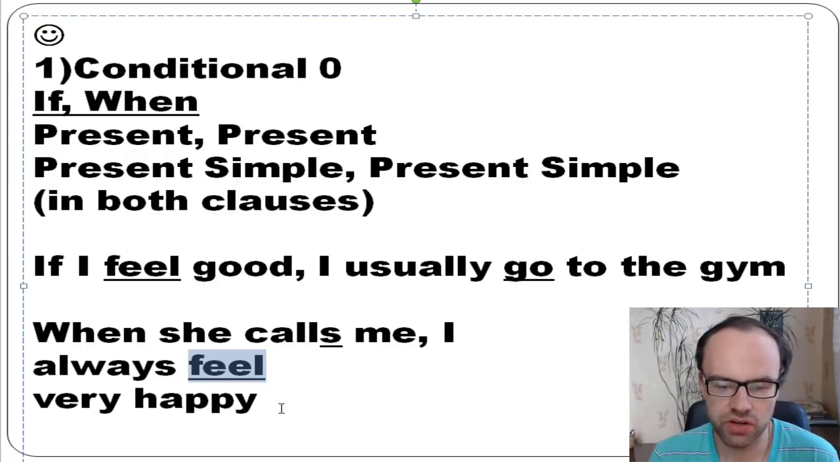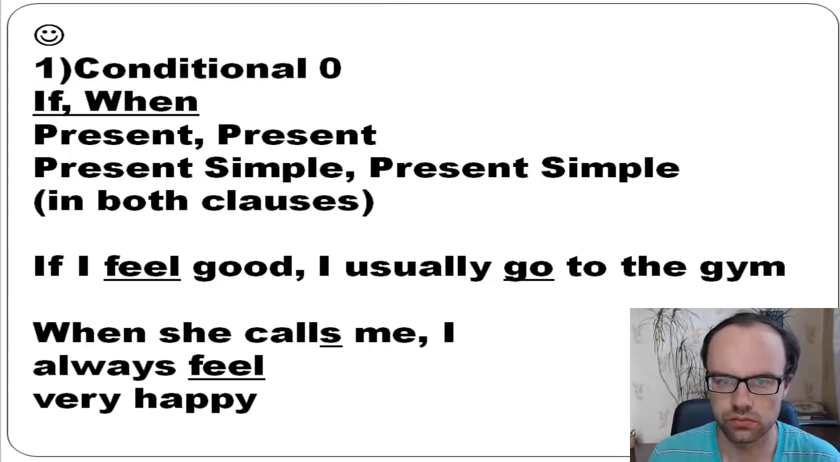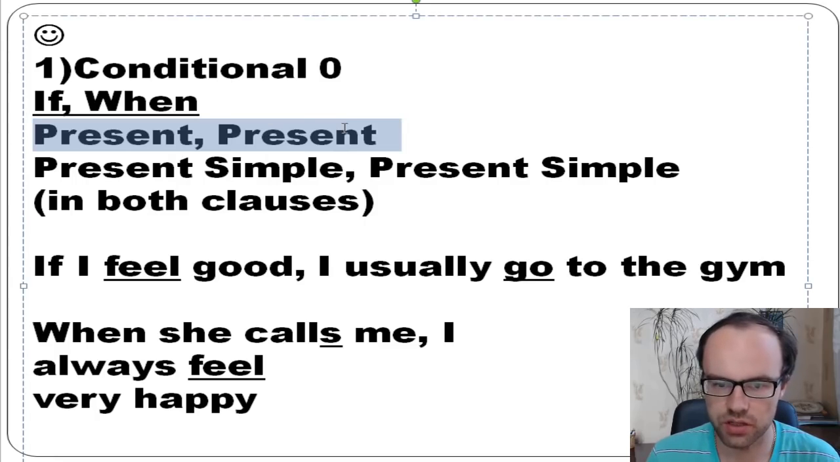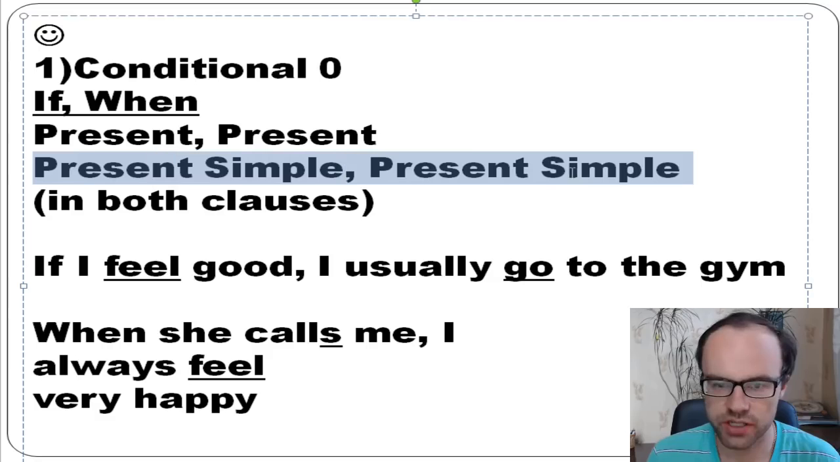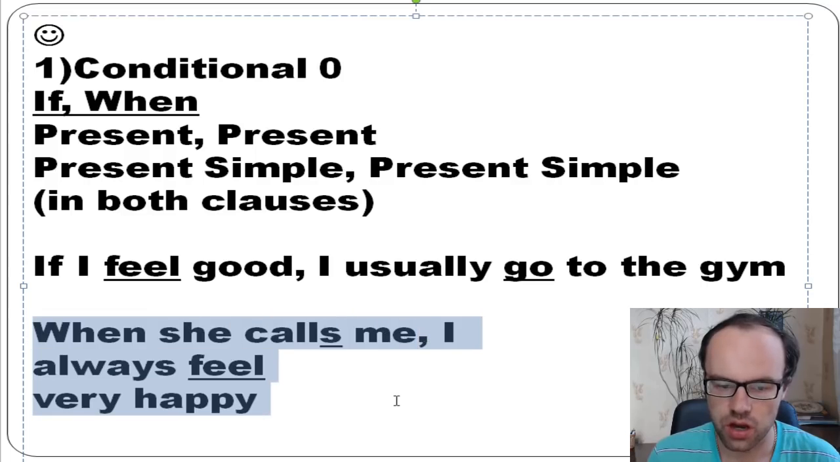So yeah, really it's easy, but anyway you need to know what zero conditional is, okay? So zero conditional, with if and when, okay? So we have present and present, and we use present simple and present simple in both clauses. If I feel good, I usually go to the gym. When she calls me, I always feel very happy, okay?